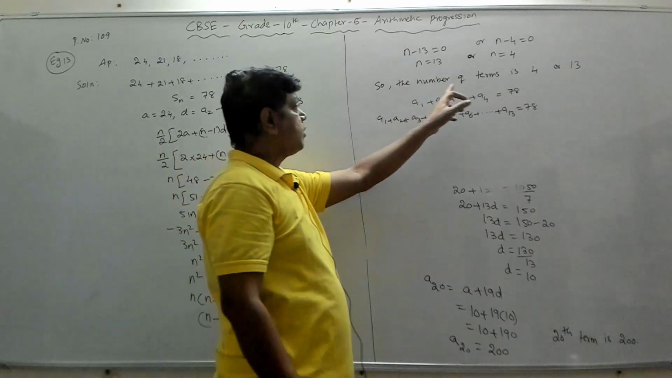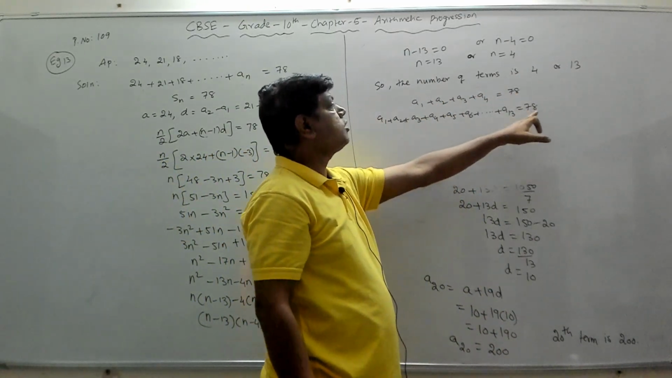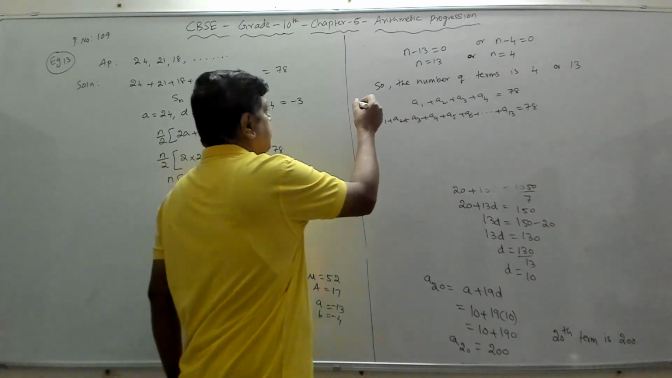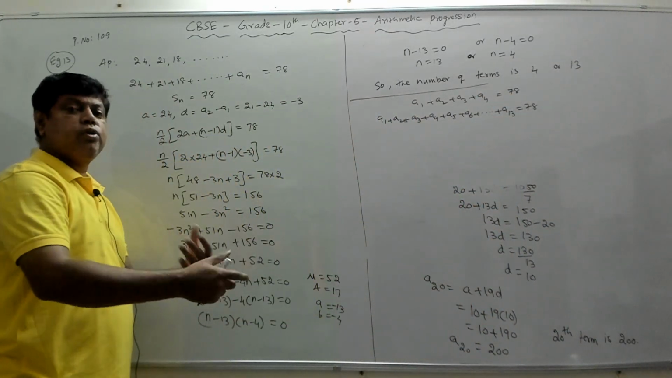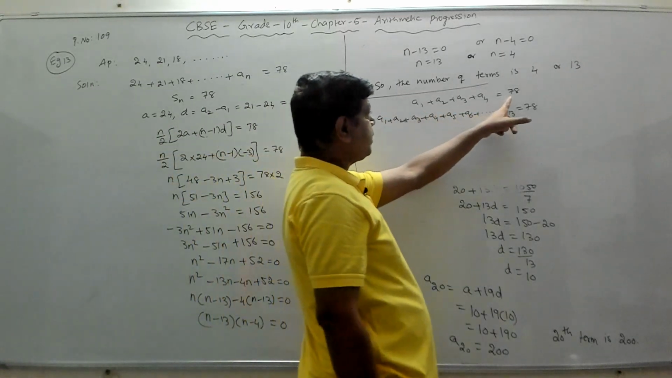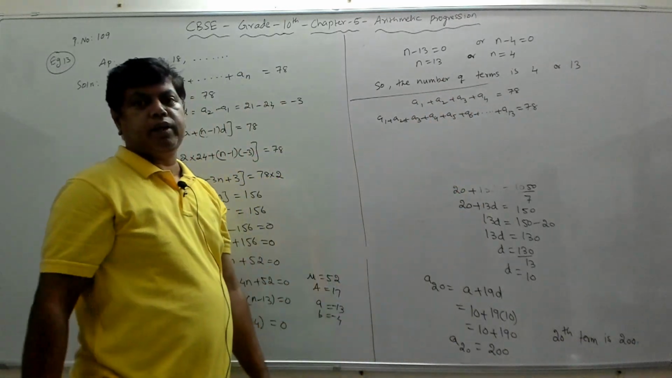So what is the meaning of this? Sum of first 4 terms is also 78. Sum of first 13 terms is also 78, because n is having 2 values. Right? See, the problem ends here. I am just giving you some explanation here to make you understand how both the n's are possible. So sum of first 4 terms is 78 because n is 4, and n is 13 means sum of first 13 terms is also 78.